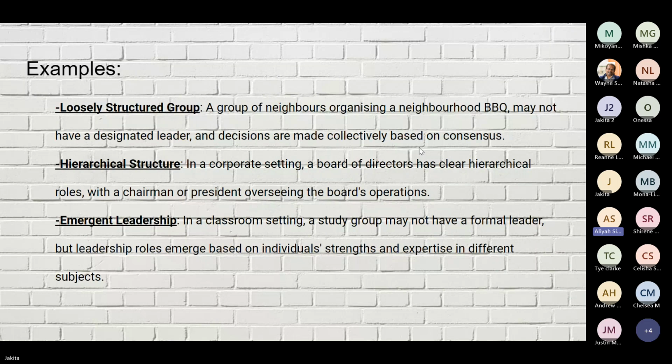Lastly, we can look at emergent leadership. This can be in a classroom setting. A study group may not have a formal leader, but leadership roles emerge based on individual strength and expertise in different subjects.